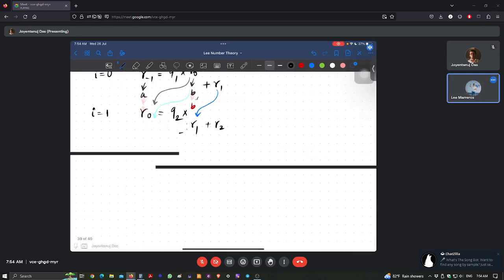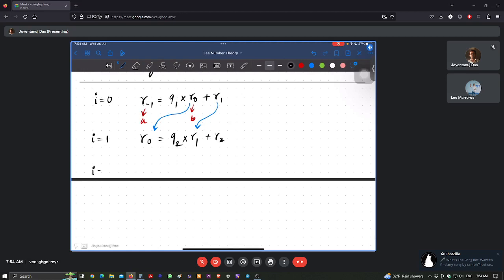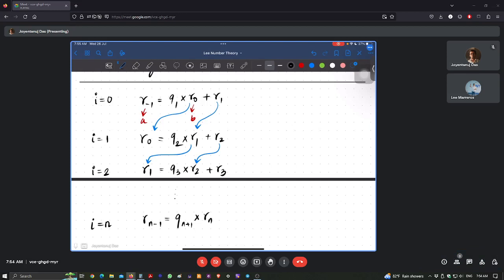The next step is i equals 2, suppose. Then I have r_1 equals q_3 times r_2 plus r_3. Here this r_1 comes here, this r_2 comes here. And so on we continue. At some stage i equals n, and then what I have is r_{n-1} equals q_{n+1} times r_n plus r_{n+1}.